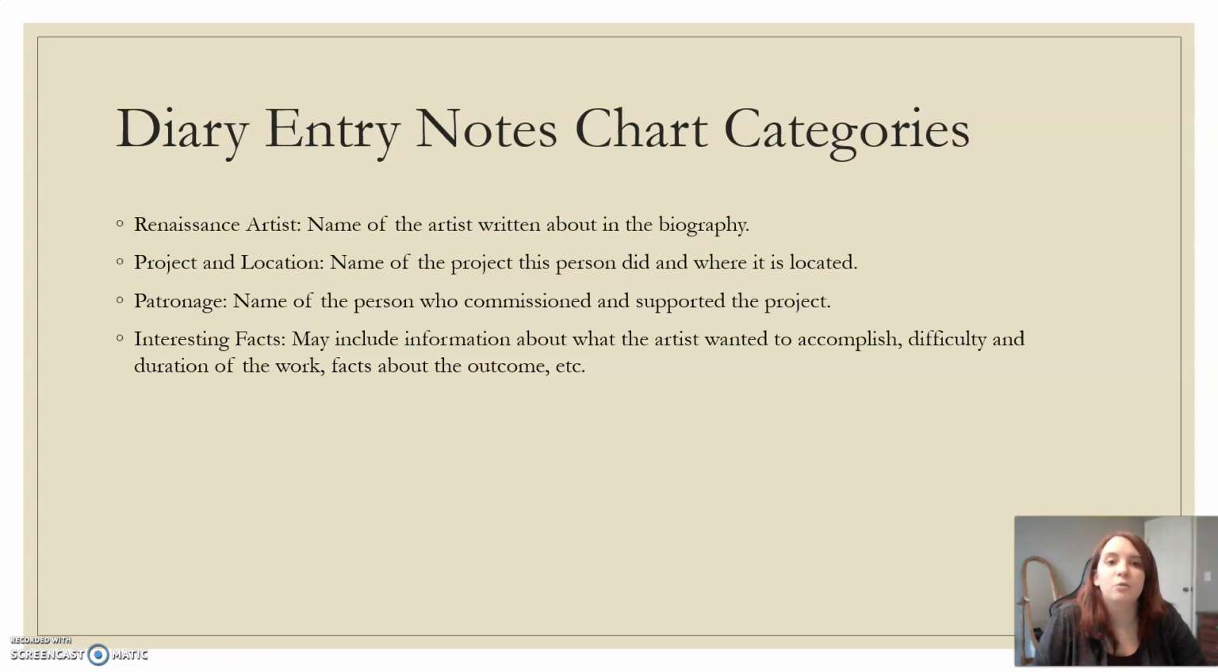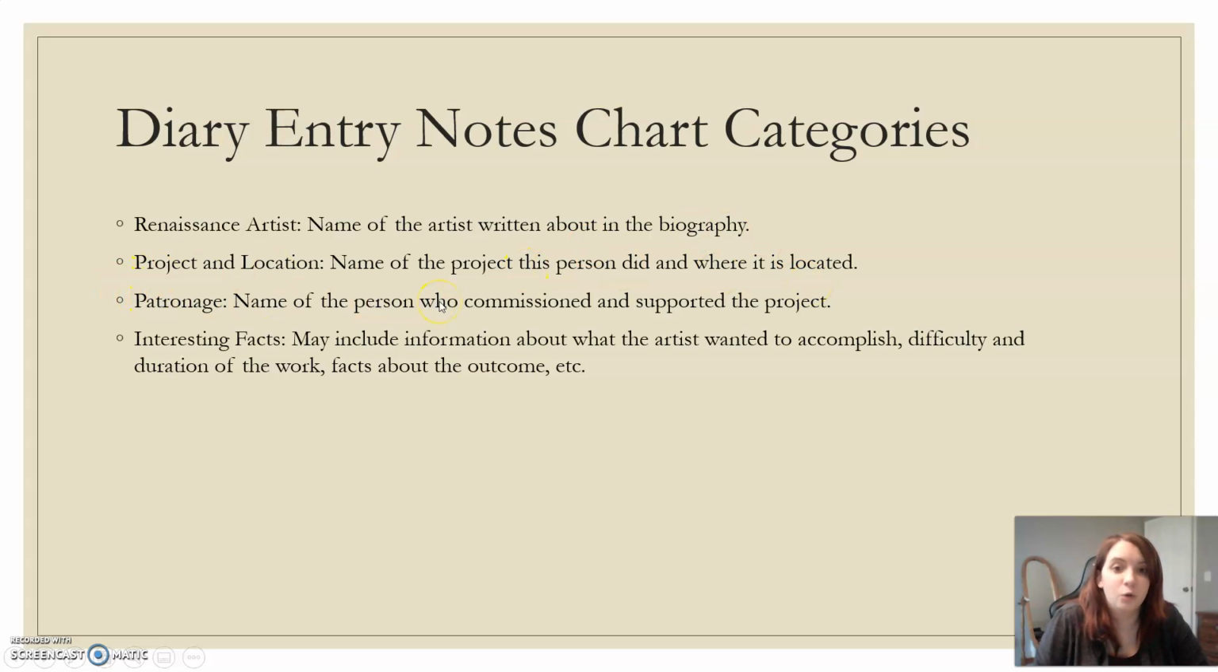So your diary entry notes chart categories. These are the things you're going to be looking for. For the first part, you need the artist. Who are you writing about? The second is project and location. Name of the project this person did and where it was located. What thing did they accomplish and where was it located?